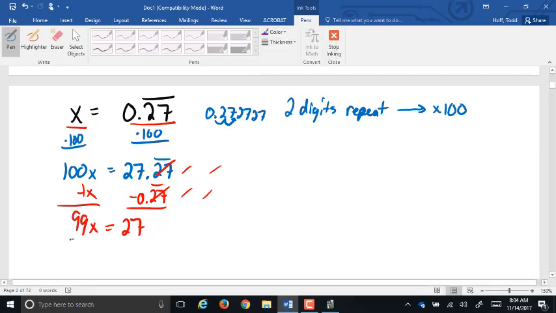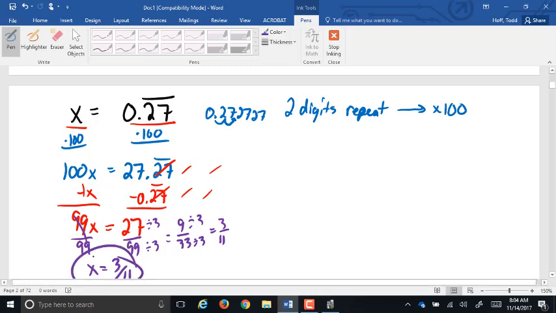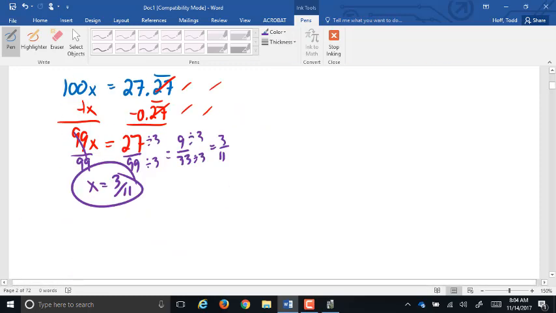99x equals 27. I'm going to divide by 99. X equals, both of those can be reduced by 3. That's 9 over 33. They can be divided by 3 again. It's 3 over 11. X is 3/11. So 0.27 repeating is 3/11.